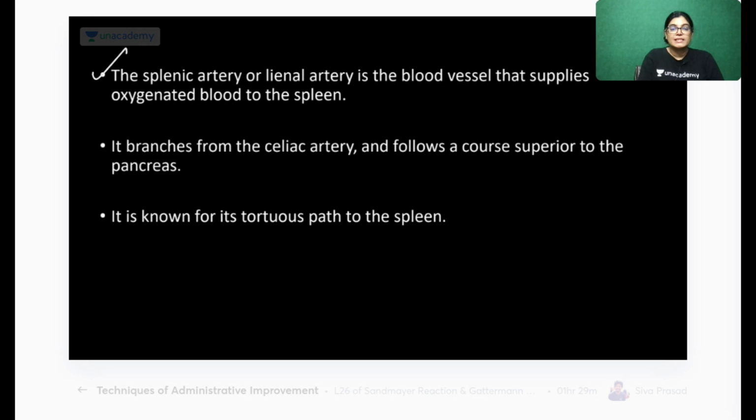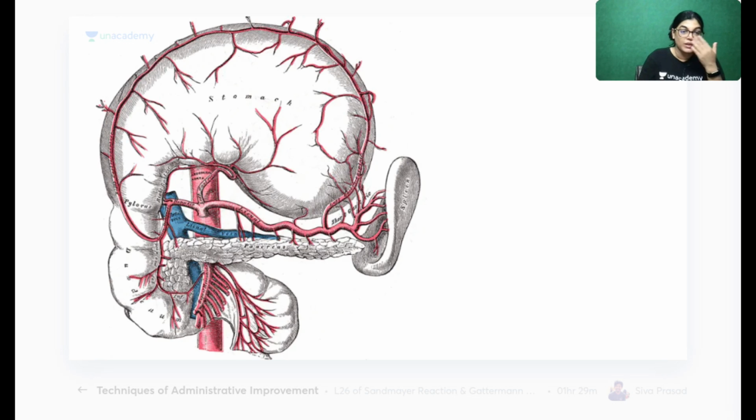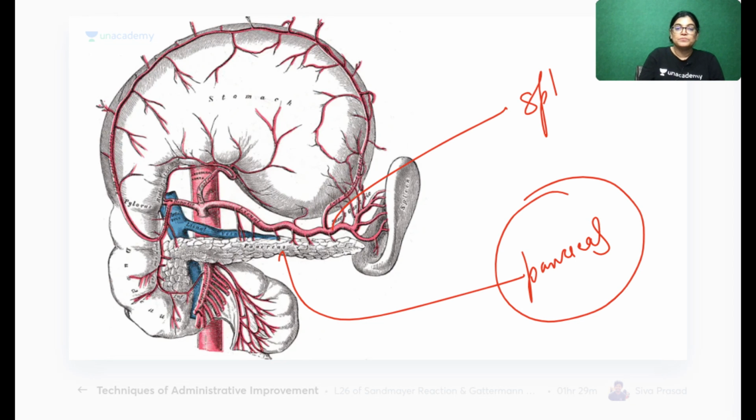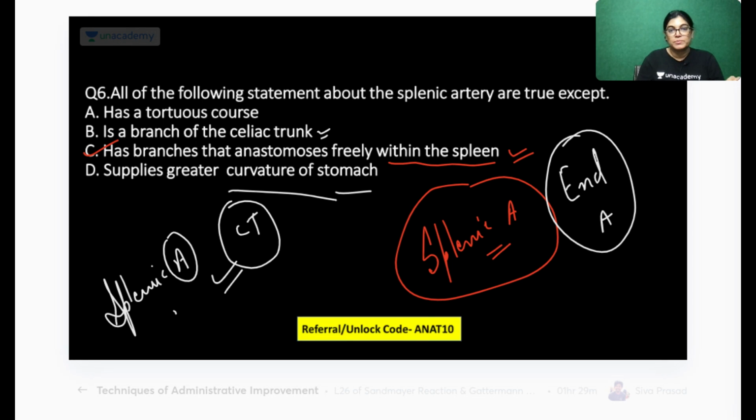The splenic artery is also called the lienal artery. It's a blood vessel supplying oxygenated blood to the spleen. It's a direct branch from the celiac trunk, and it passes superior to the pancreas. It has a tortuous course towards the spleen. All these points are perfectly correct. Let me show you a diagram. This is the pancreas, and at the superior border of the pancreas you can appreciate the splenic artery, having a tortuous course running along the superior border of the pancreas. It's an example of an end artery. So C is the absolutely wrong statement about the splenic artery.